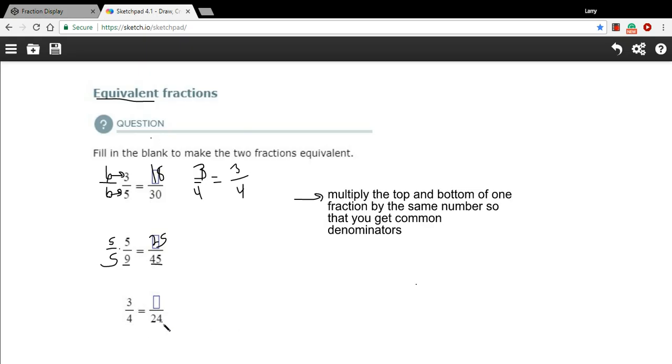3/4 and some number of 24ths. So the question I ask is, what do I have to multiply this 4 by to get this 24? That's going to be 6. So then we multiply by 6 over 6. So across the bottom, 6 times 4 is 24. Across the top, 6 times 3 is 18. So 18/24 should be the same as 3/4.